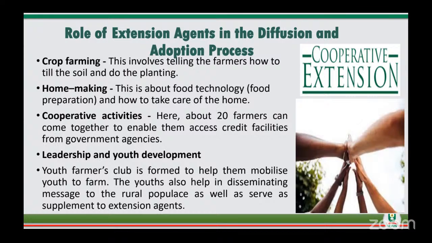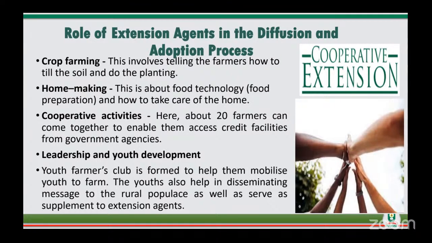Now, leadership and youth. The extension agent in the diffusion and adoption process also plays a role in terms of leadership and youth development. A young or youth farmers club is formed. He facilitates this to help them mobilize youths to farm. The youths also help in disseminating messages to the rural populace as well as serve as supplements to extension agents. So he has a role to play in terms of helping youth development.